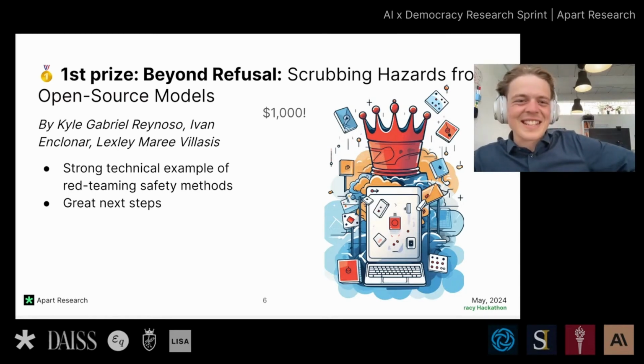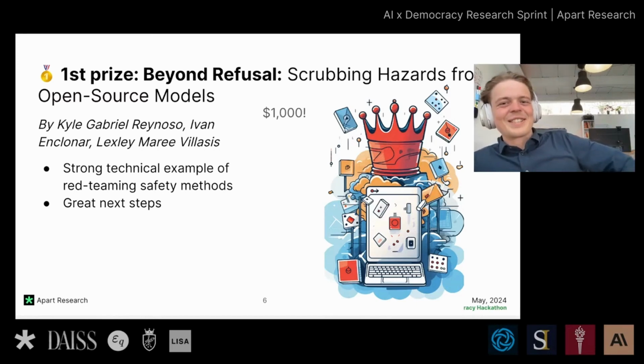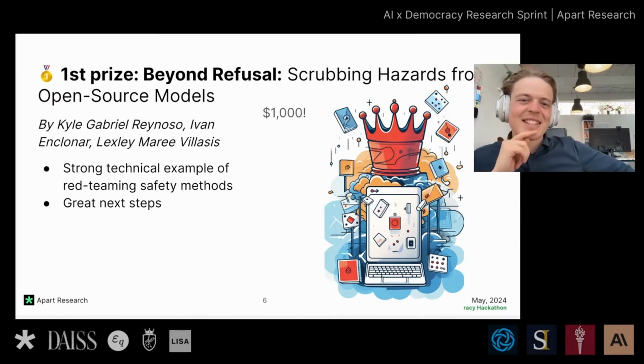We had some great judges in, who also have some experience with interpretability. So they had some great comments on the project, and I'm sure we'll be able to share them afterwards. It's a strong technical example of red teaming some of the state-of-the-art safety methods, and trying to show where we can inject both new vectors but also new methods into a process like this. And then some great next steps that you can see.